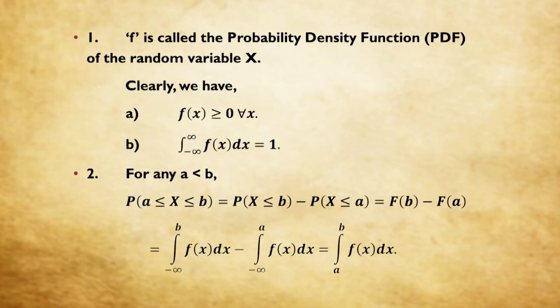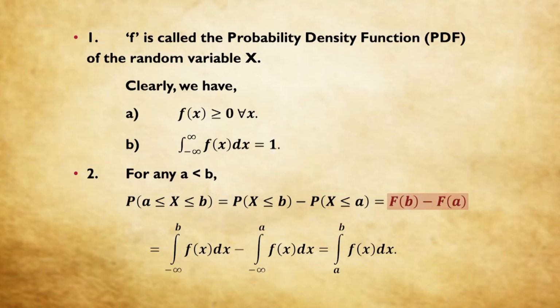Now again you can see, for any a strictly less than b, suppose I want to find out the probability that x lies between a and b. So probability x less than or equal to b minus probability x less than or equal to a. X less than or equal to b means the area from minus infinity to b, and x less than or equal to a means the area from minus infinity to a. So that means basically the area between a and b.